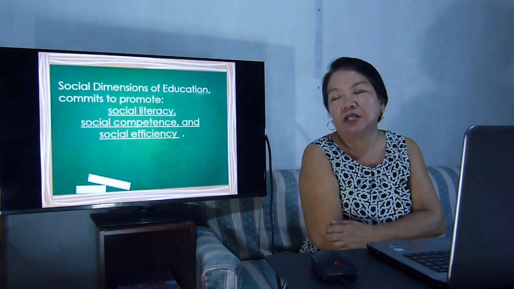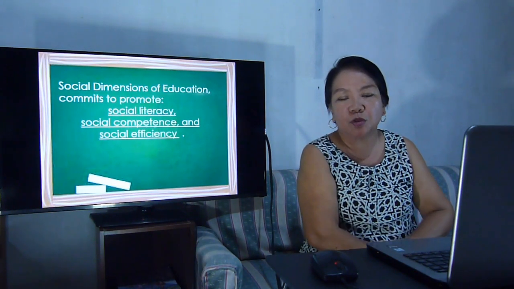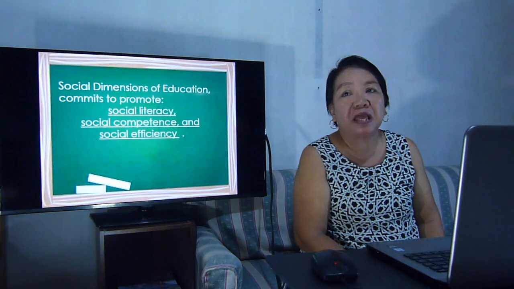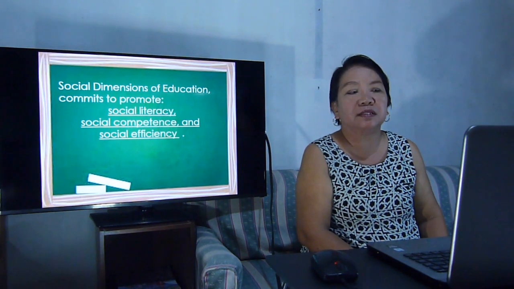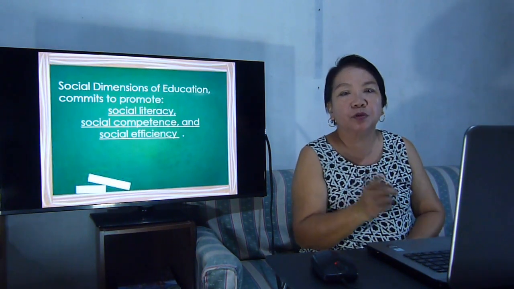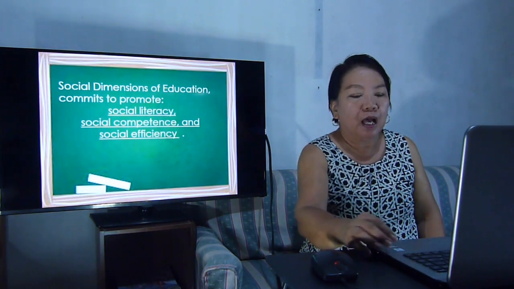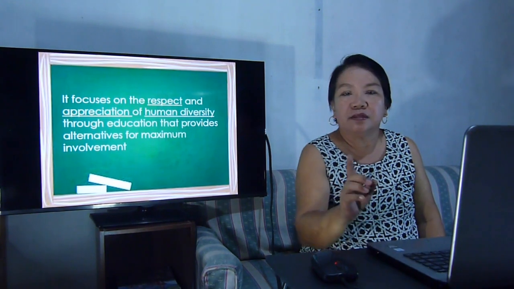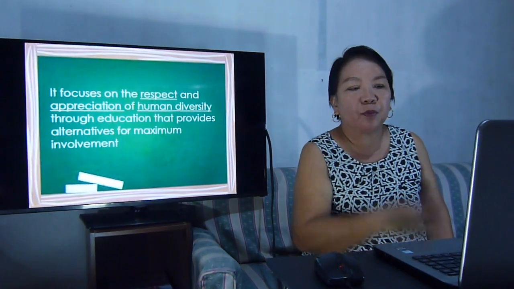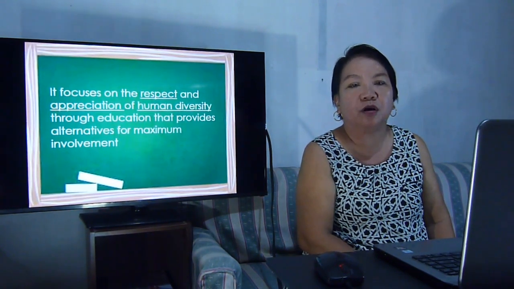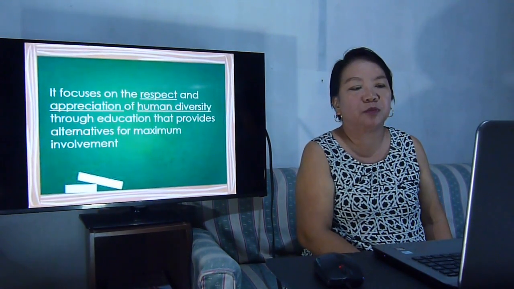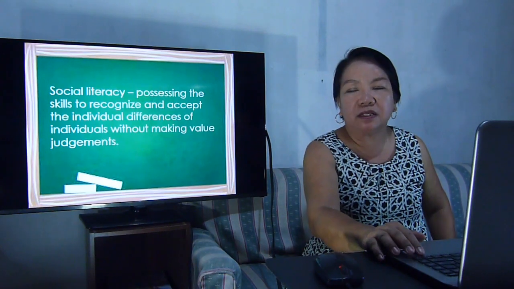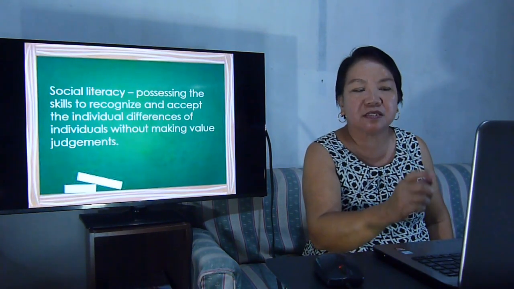Social dimensions of education commits to promote social literacy, social competence, and social efficiency. So you may ask, what's the importance of social dimensions of education as a course to you in the curriculum? Through social dimensions of education, this course will help you develop within yourself respect and appreciation of human diversity through education that provides alternatives for maximum involvement. Now, when we say social literacy, this is expected for you to develop.